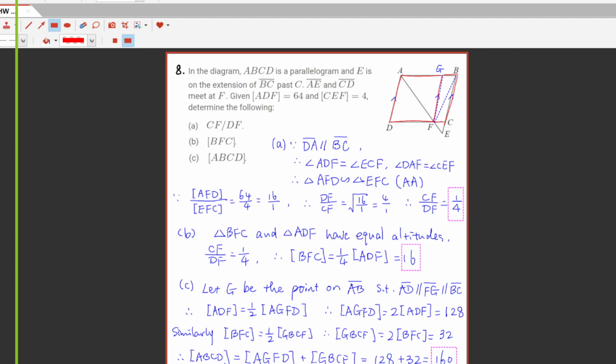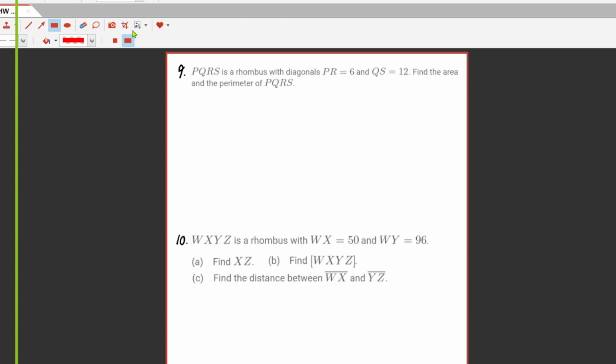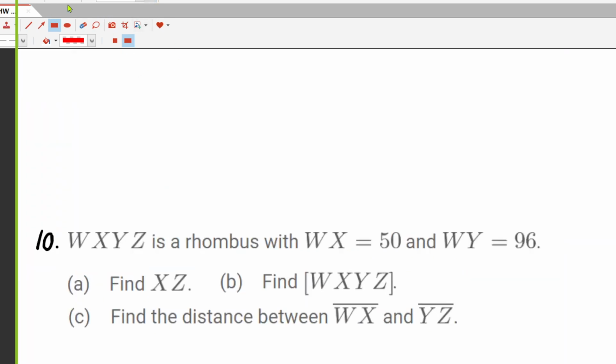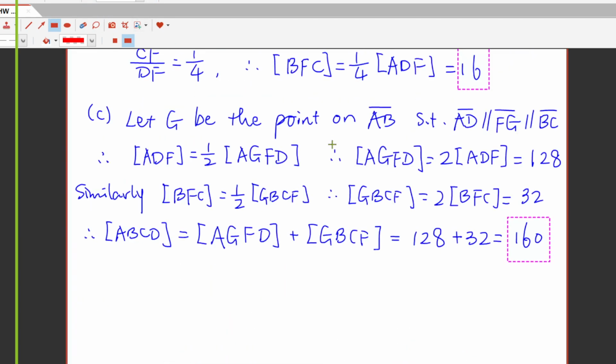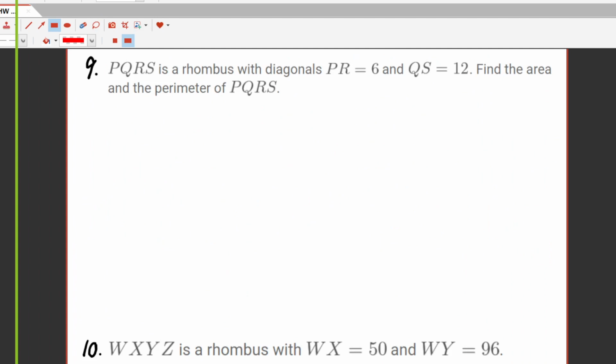All right, if no questions, let's have a look at the next one. Number 9. It checks your understanding of the properties of a rhombus. So, as we have learned, the area of a rhombus is half of the product of its diagonals, right? Hence, we know the area of PQRS is just 6 by 12 over 2. You can directly find the area of the rhombus, right?